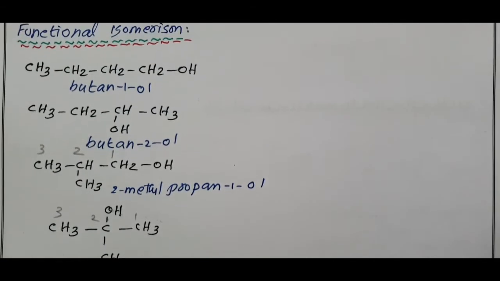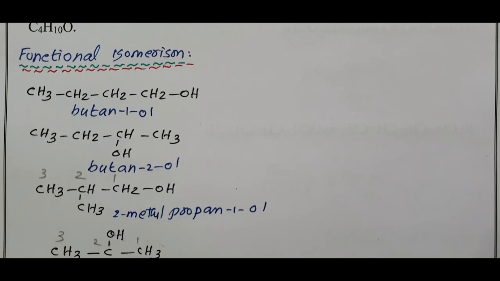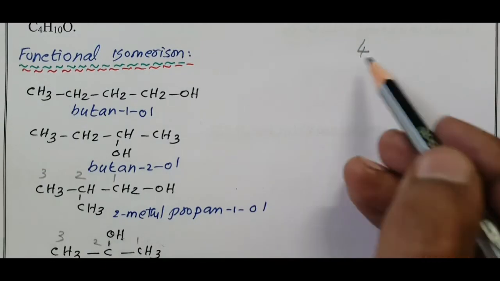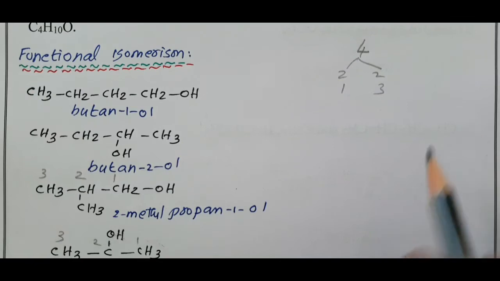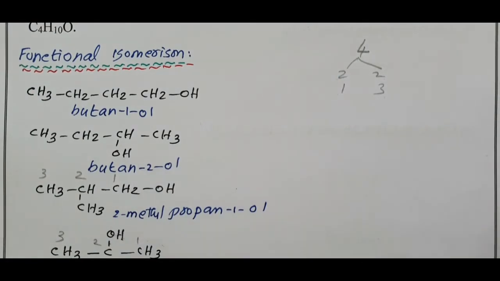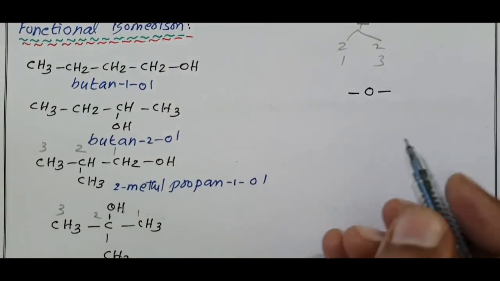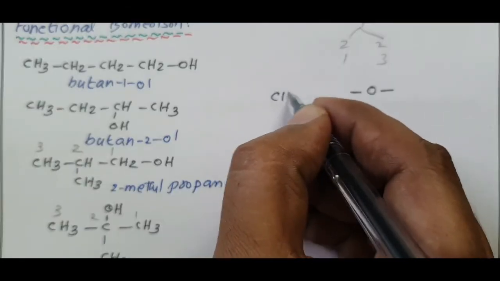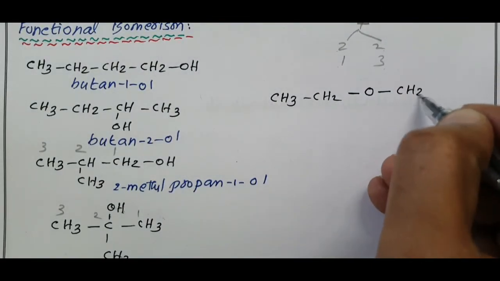Corresponding ether isomers for this molecular formula C4H10O, I am going to write. We know the functional group for ether is O. How many carbon atoms are in the given compound? 4 carbon atoms. How will you divide this 4? We can divide 4 as 2, 2 and 1, 3. 2 means ethyl, 2 means ethyl, 1 means methyl, 3 means propyl. With the ether functional group O, first I write 2 carbon ethyl, 2 carbon ethyl: CH3, CH2, and on the right hand side also CH2, CH3.